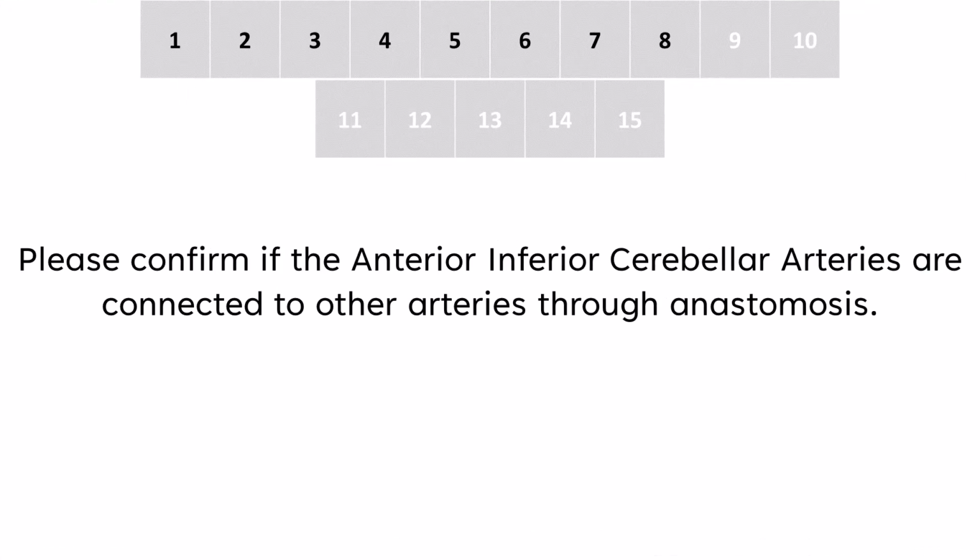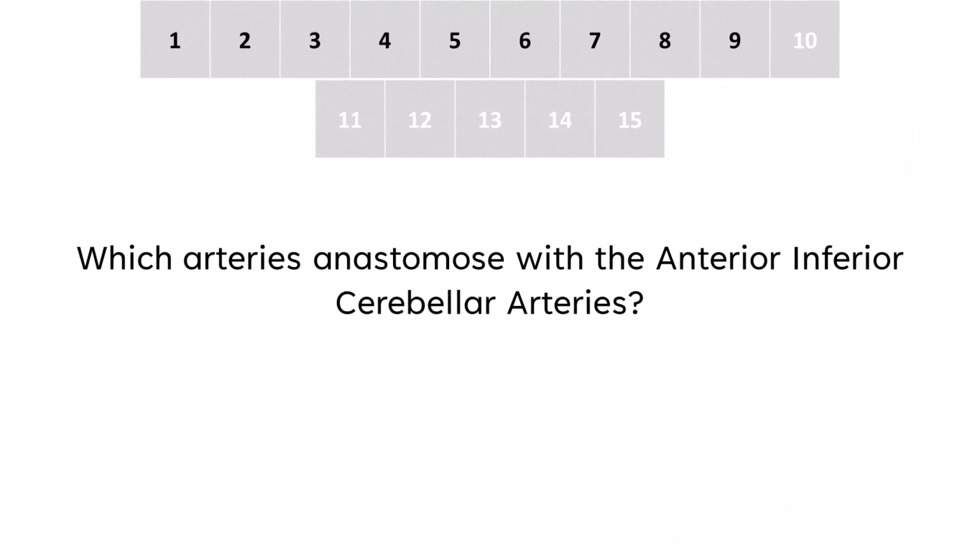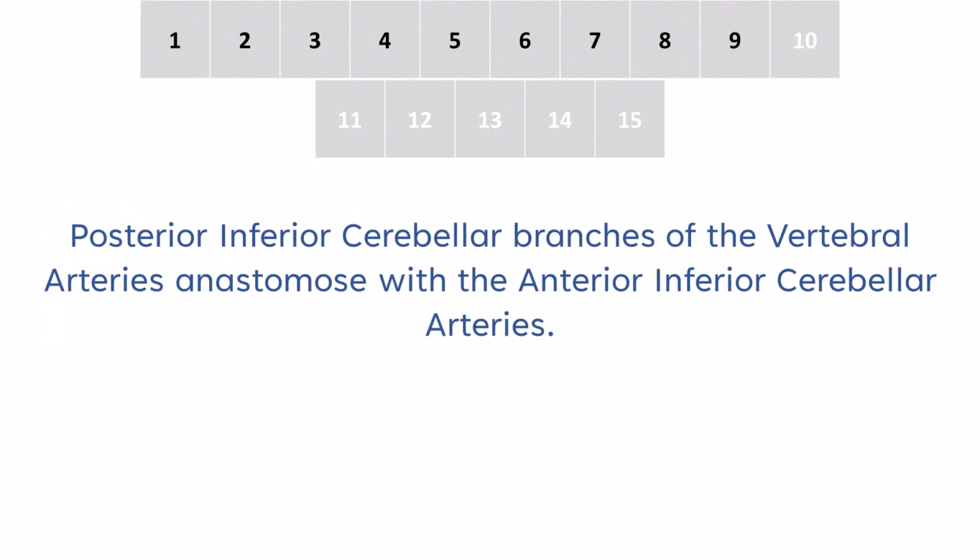Please confirm if the Anterior Inferior Cerebellar Arteries are connected to other arteries through anastomosis. The Anterior Inferior Cerebellar Arteries do connect with other arteries. Which arteries anastomose with the Anterior Inferior Cerebellar Arteries? Posterior inferior cerebellar branches of the vertebral arteries anastomose with the Anterior Inferior Cerebellar Arteries.